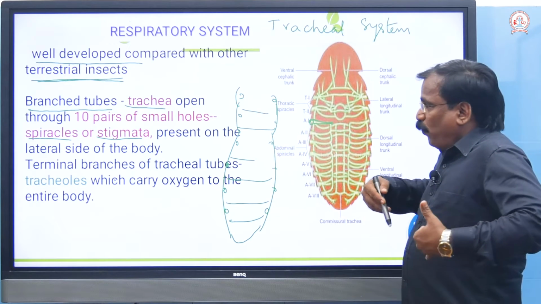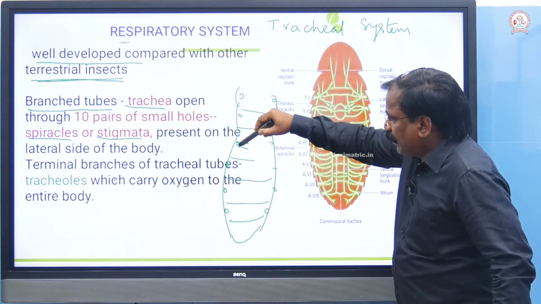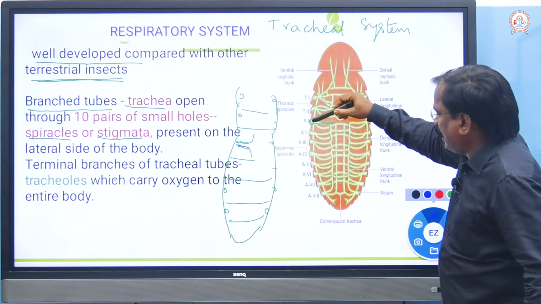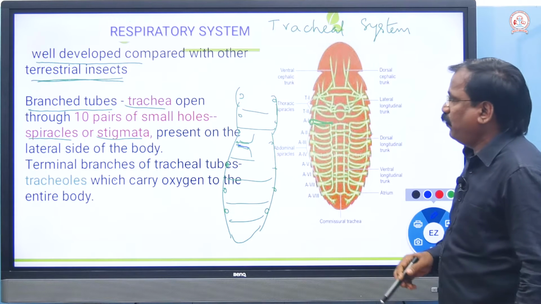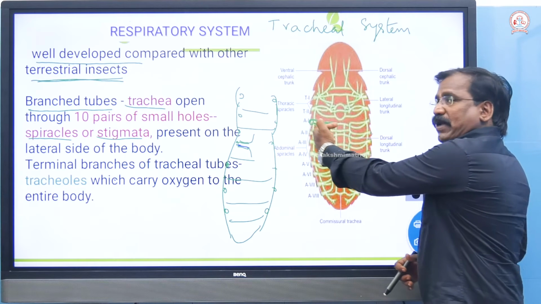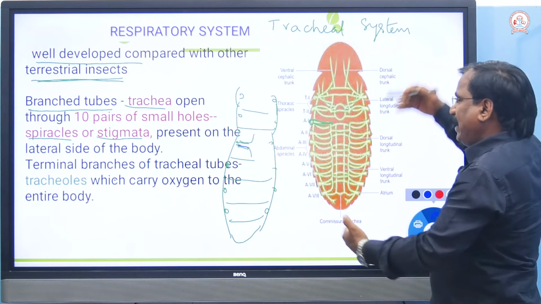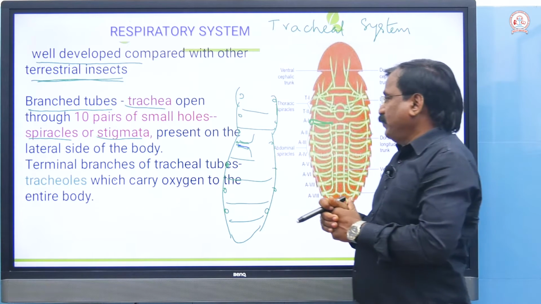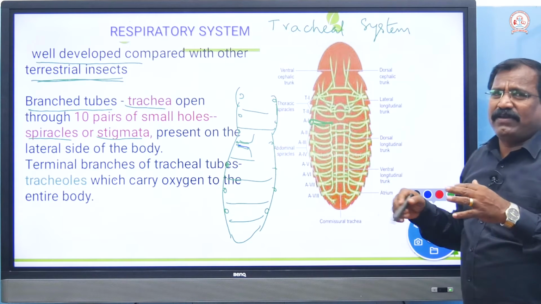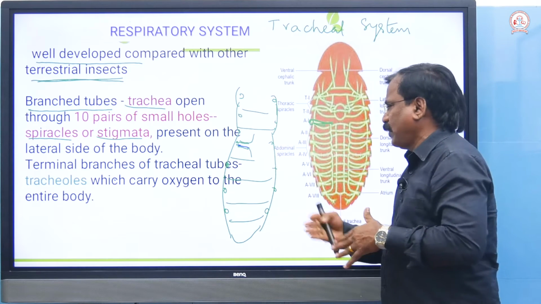The opening, the spiracle, is followed by a trachea. Then the trachea is further divided into tracheoles. This interconnected tubular structure is called the tracheal system.